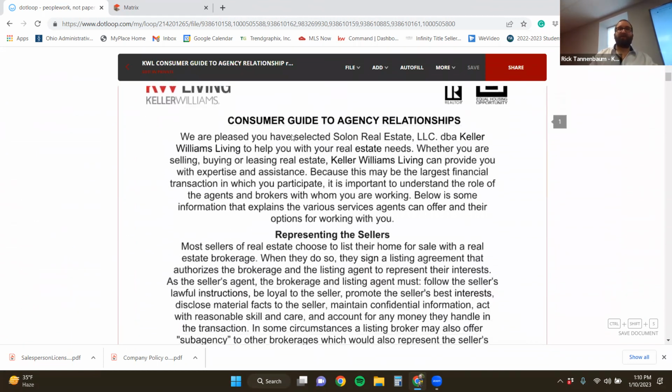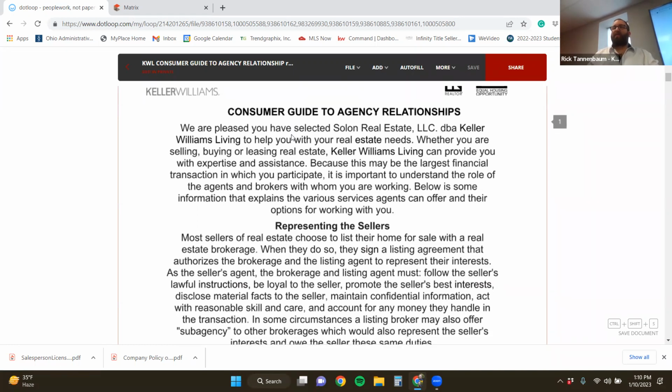So, the consumer guide to agency relationship, this just updated. You all got a copy of it when we updated it a month ago. This is supposed to be signed by our client the first time we have any significant conversations with them. The exception is open houses, where we're not required to present it, and we don't have to have a stack of them at an open house. But anytime we meet a potential client or customer, we need to give them a copy of this.